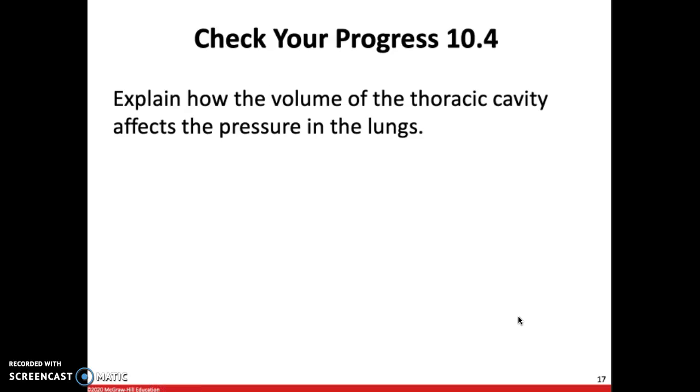So for this section, explain how the volume of the thoracic cavity affects the pressure in the lungs. I really just want you to know the relationship between volume and pressure. As the volume increases, the air pressure decreases and air rushes in. As the volume decreases, the air pressure increases and air pushes outward.